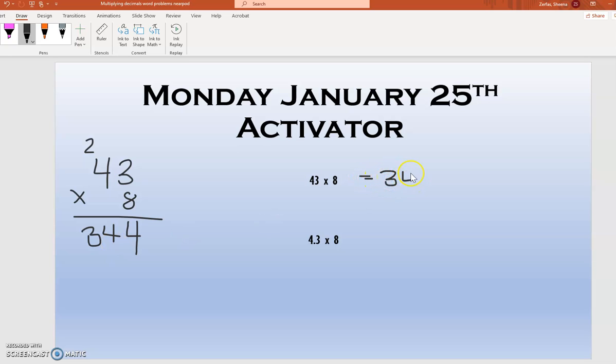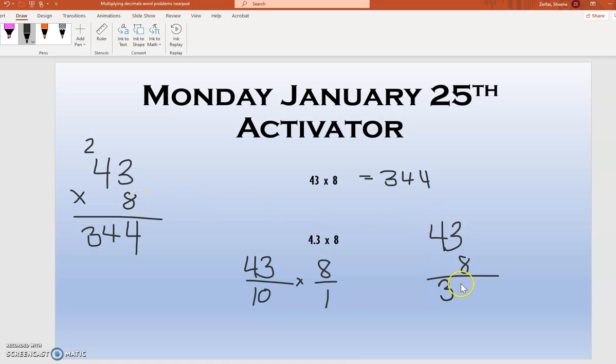8 times 4 is 32, plus the 2 that I carry is 34. Very similarly, when I look at the second example, the only thing that changes is that I have a decimal. Remember from last week, we could set a problem like this up as a fraction, so I would have 43 tenths times 8 over 1, because there is no decimal point. Or I could set it up as a multiplication problem, ignoring the decimals. So I'm going to ignore that decimal in between the 4 and the 3, and I'm multiplying 43 times 8, just like I did in the first problem.